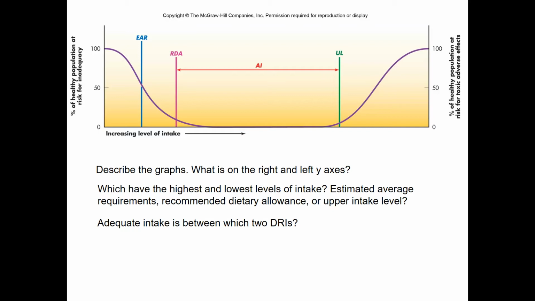The next question was about the DRIs that fit the description. The highest level of intake would be the UL, or upper level, here. The lowest level would be the EAR, or estimated average requirement. So UL is greater than EAR. The next question was about AI. Adequate intake is between RDA and UL. So AI exceeds recommended dietary allowances, but is under upper levels. This will make more sense once you understand what each acronym means.